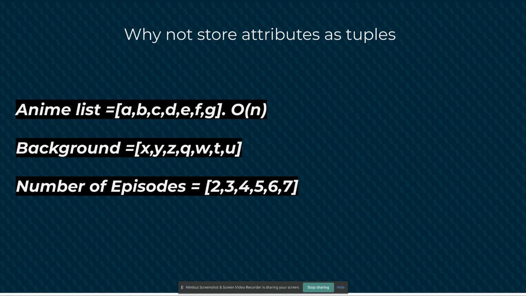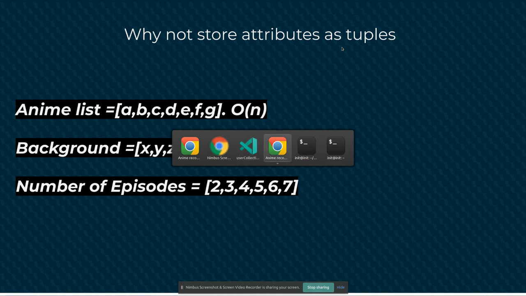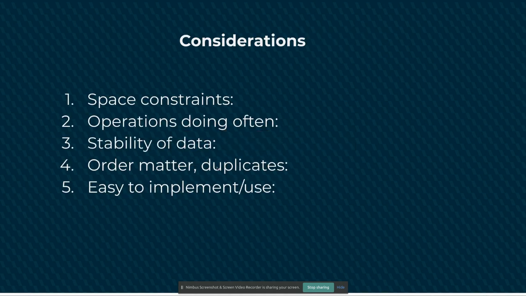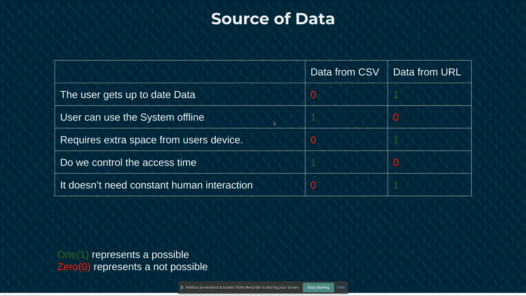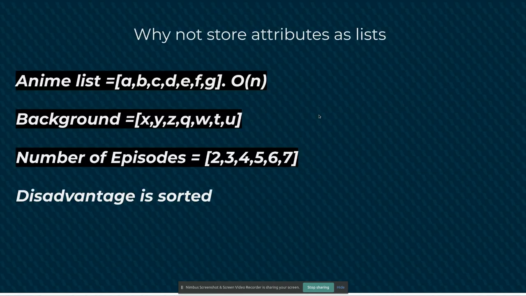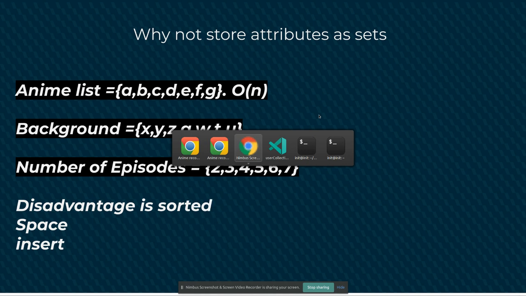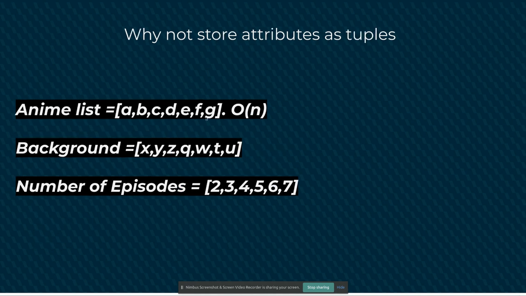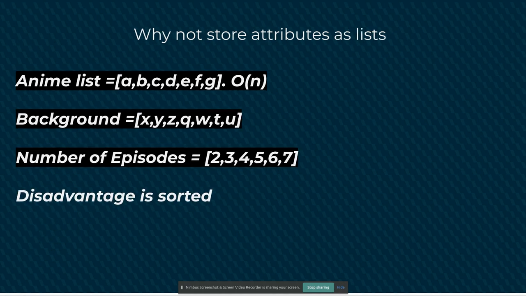No, this anime list is supposed to be a tuple. The reason why we didn't store it as a tuple is because we needed to be able to add data when possible, and also be able to delete data when needed, and we know tuples are just immutable.